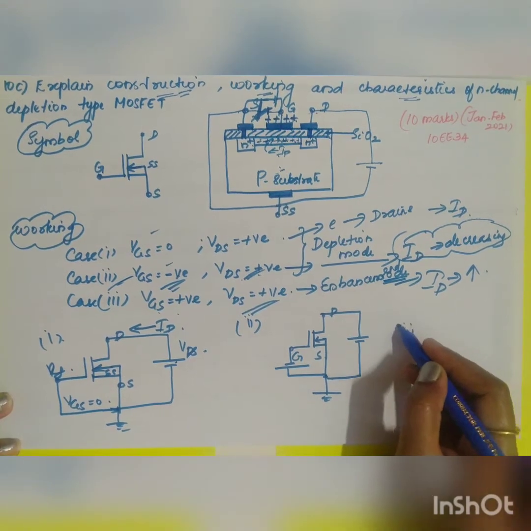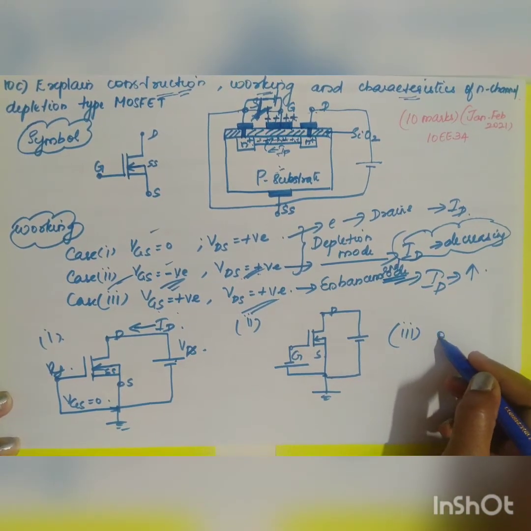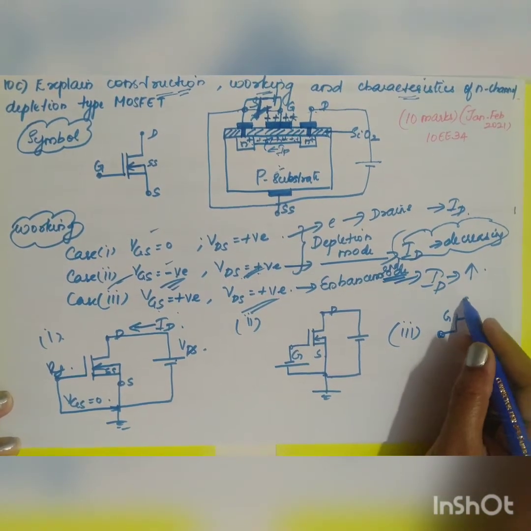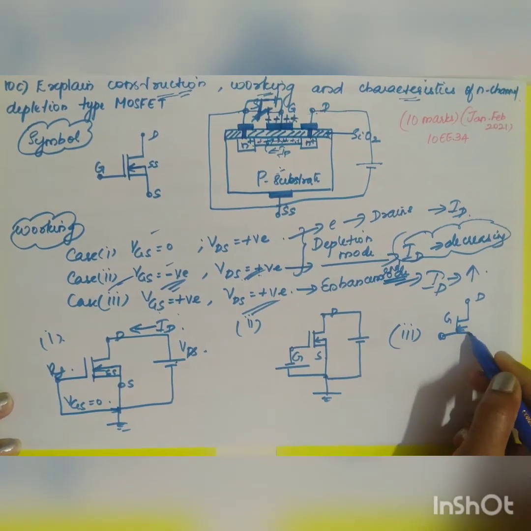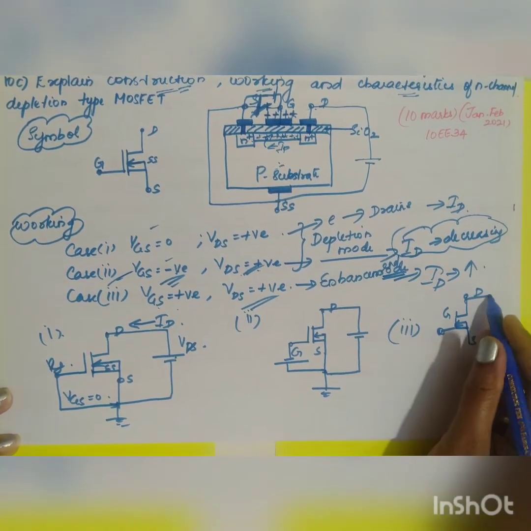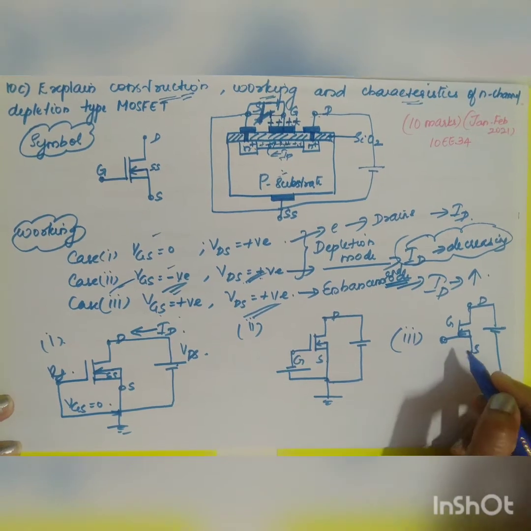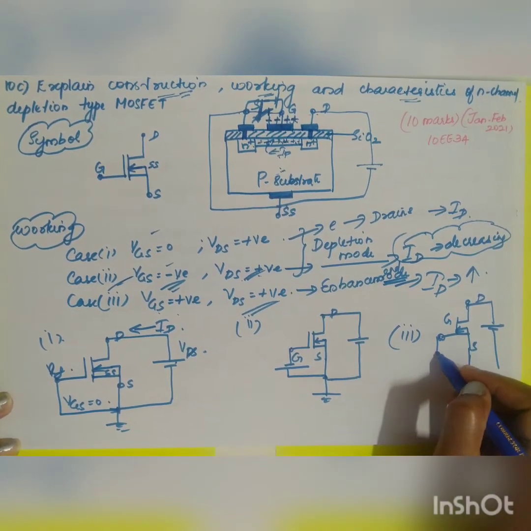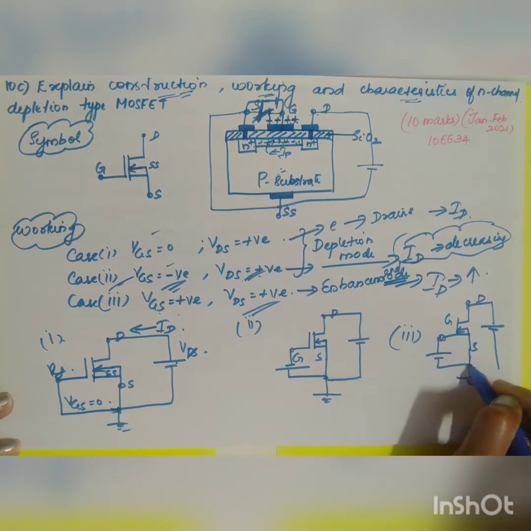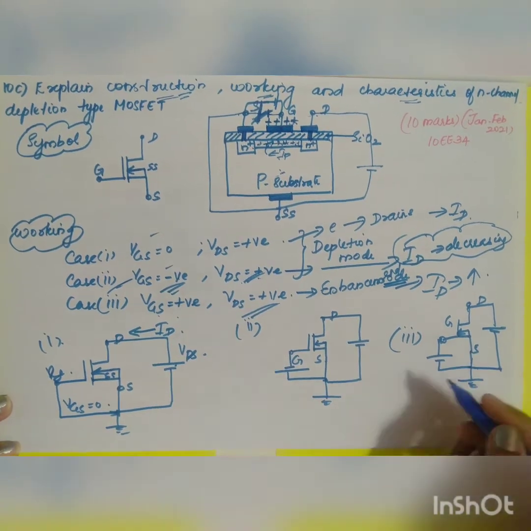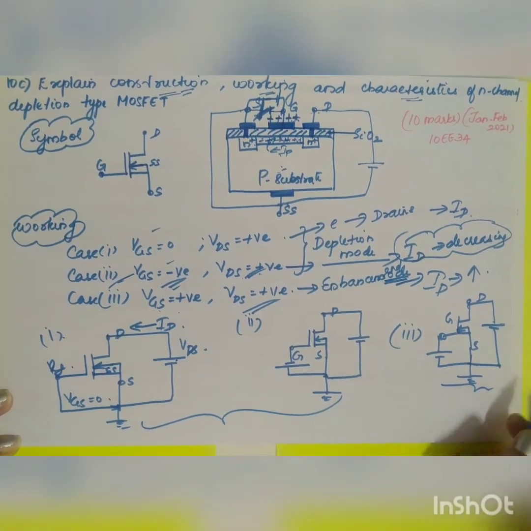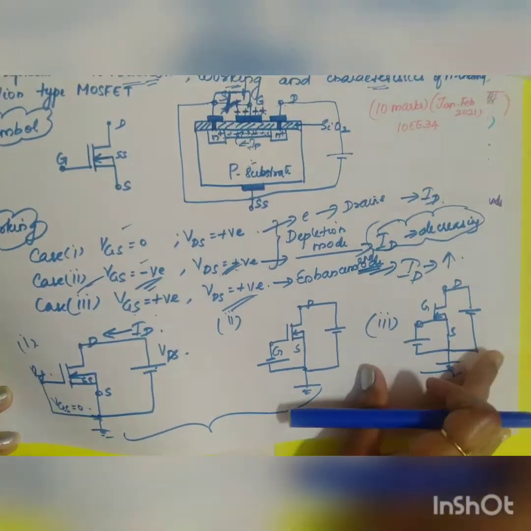So let me draw the diagram of your third case. This will be your gate, drain, substrate, source. Here you will be having positive potential. Source will be grounded. Here in this case it will be positive, negative. So this is your enhancement mode. These two are depletion, this is your enhancement. Now moving on to the characteristics.